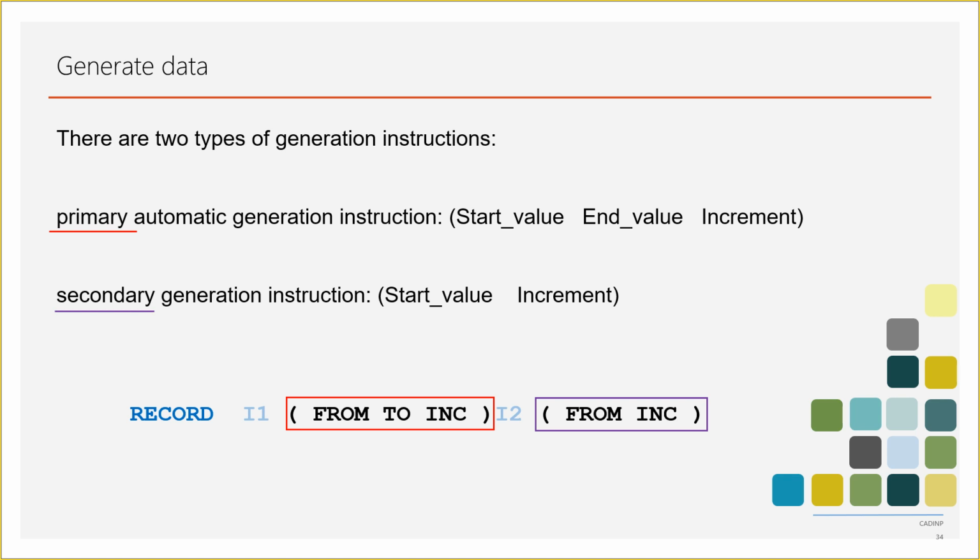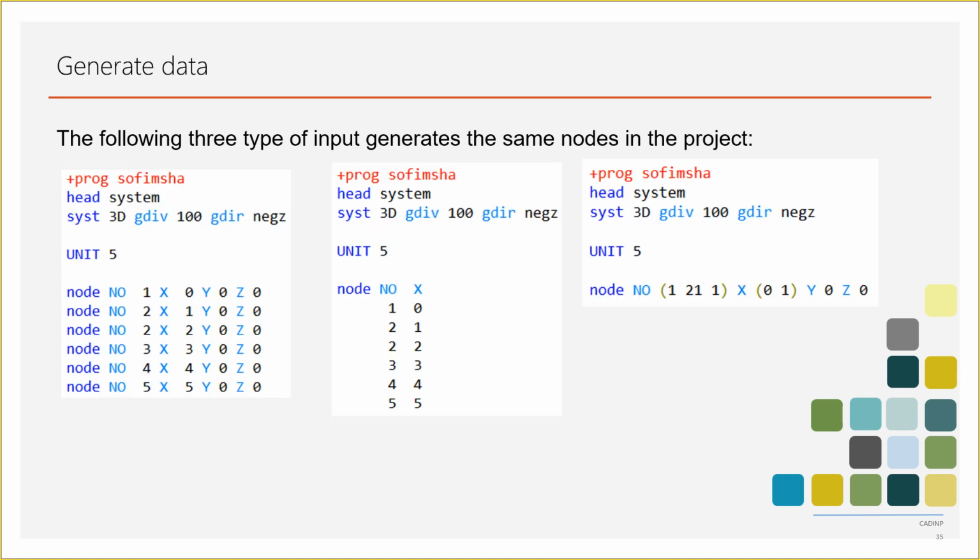There are two types of generation instructions: the primary automatic generation instruction with a start value, end value, and increment, and the secondary generation instruction with start value and increment. In this slide, a simple use case can be seen for generating multiple nodes. The primary generation instruction specifies the number of the individual records to be generated.